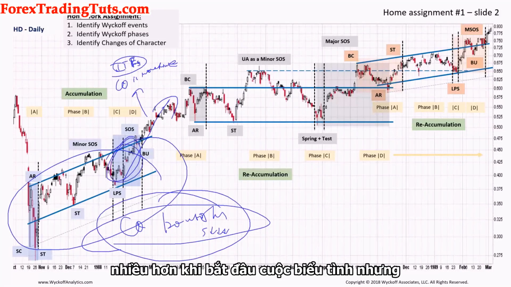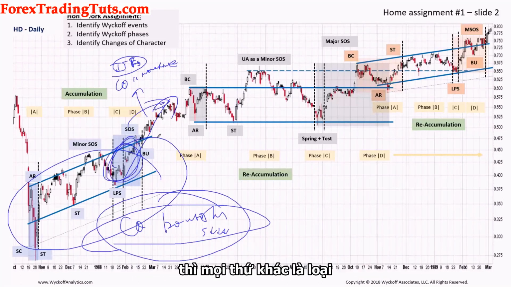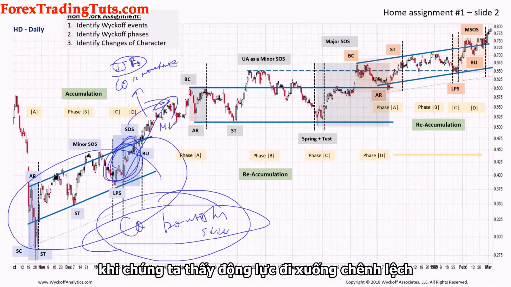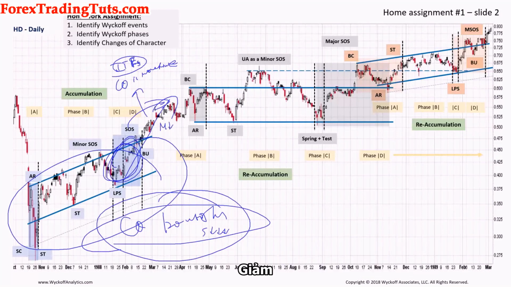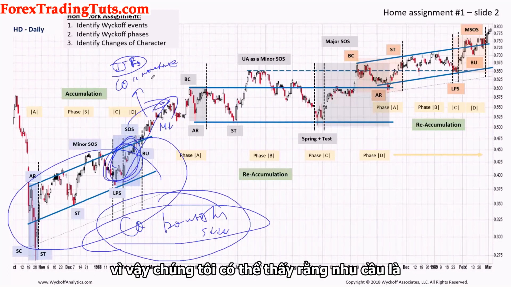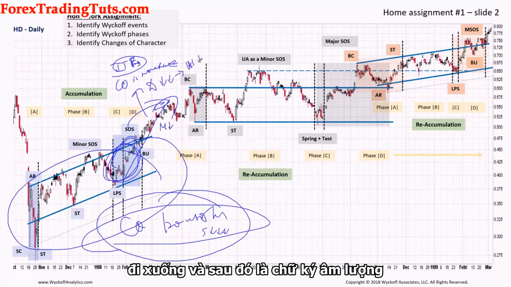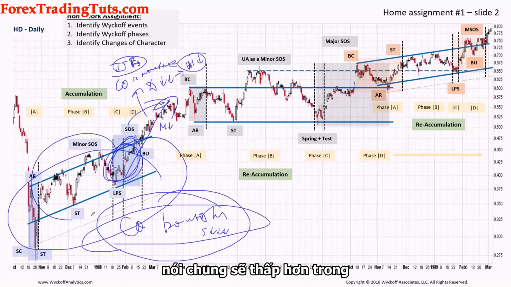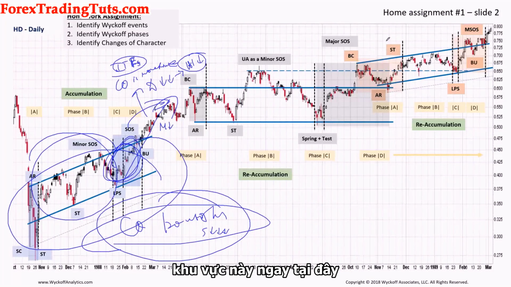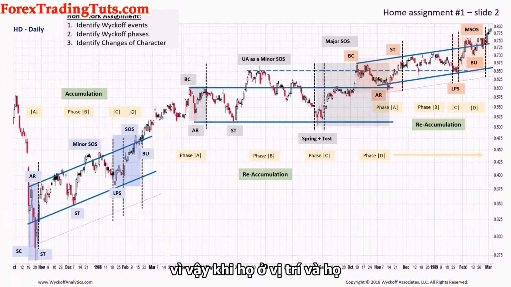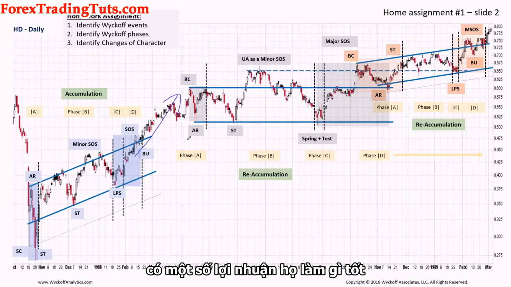They might be active more at the beginning of the rally, but then everything else kind of diminishes as we see momentum going down, the spread decreasing, more laborious move to the upside. So we're probably seeing that demand is going down, and then the volume signature in general is going to be lower than in this area right here. So as they are in the position and they have some profit, what do they do?